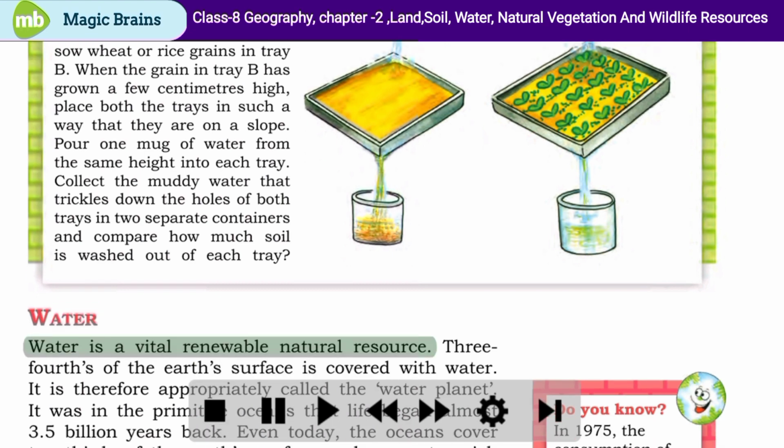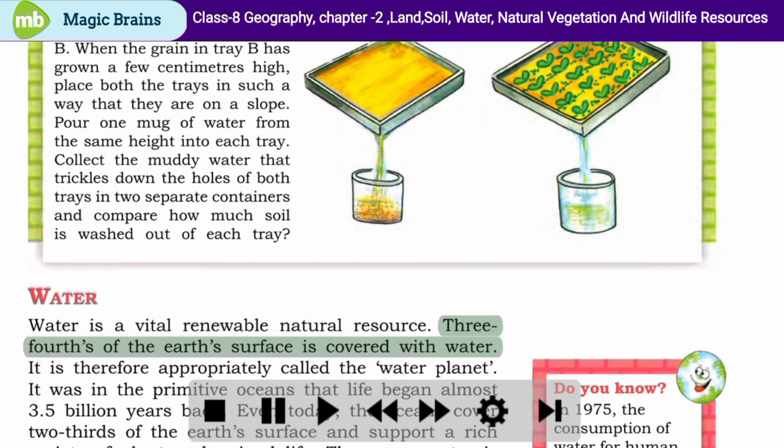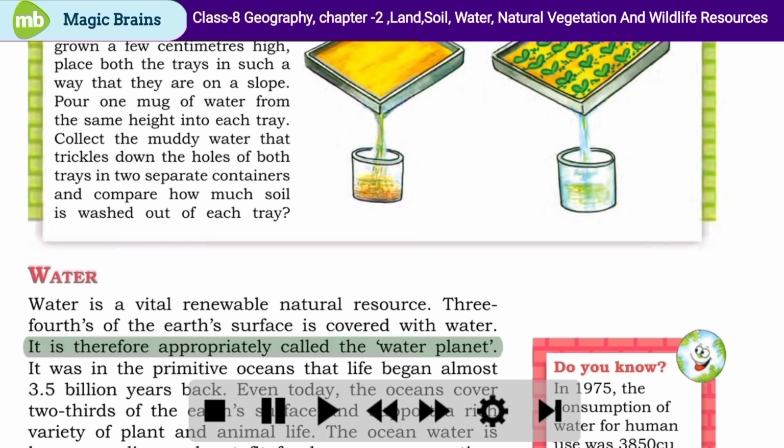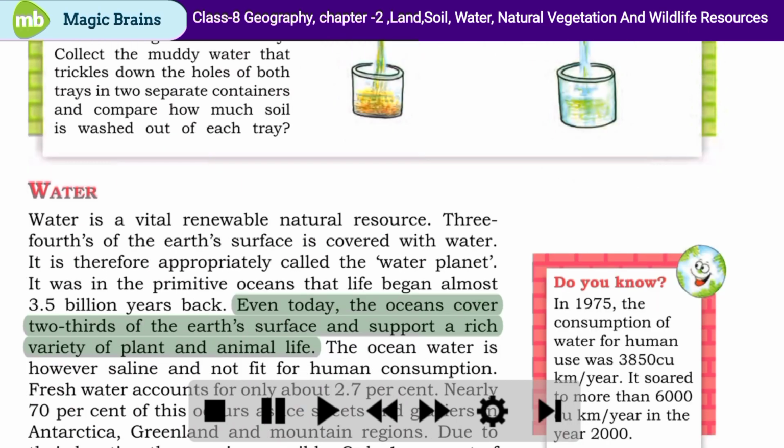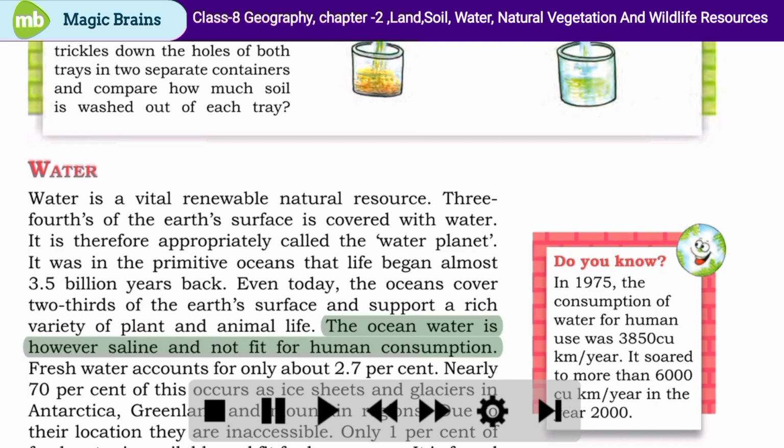Water. Water is a vital, renewable natural resource. 3/4 of the Earth's surface is covered with water. It is therefore appropriately called the water planet. It was in the primitive oceans that life began almost 3.5 billion years back. Even today, the oceans cover 2/3 of the Earth's surface and support a rich variety of plant and animal life. The ocean water is, however, saline and not fit for human consumption.